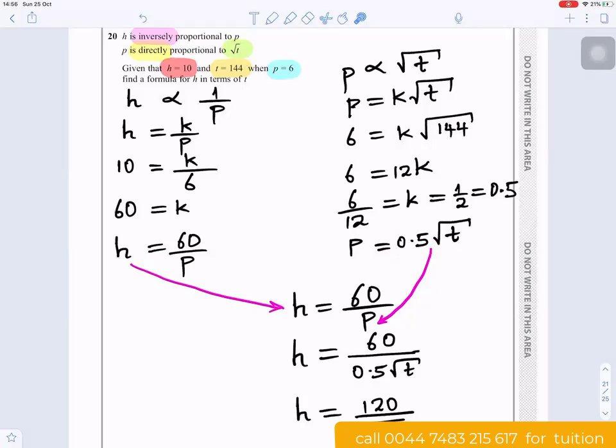Put these two together. Follow that pink line. h is equal to 60 divided by p. Instead of p, we replace it with 0.5 root t. And then 60 divided by 0.5 is 120. So you can write h is equal to 120 divided by the square root of t.